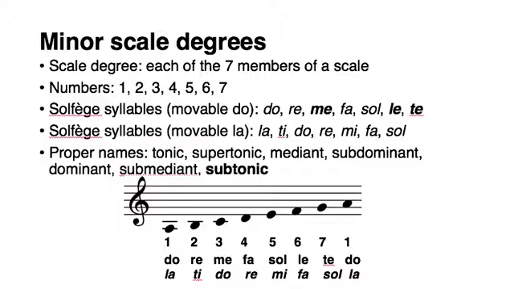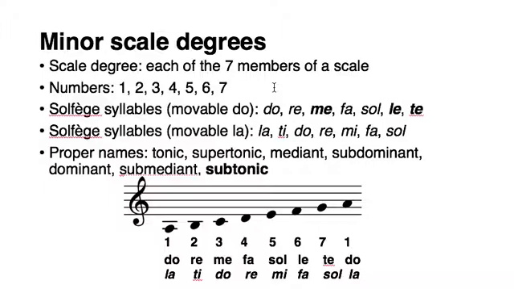And like major scales, minor scales have particular names for each of their 7 scale degrees. Notice that most of the names are the same, except for a few notable differences. These are very important for you to take note of. I've put them in bold so it's easier to spot. The numbers are the same, 1, 2, 3, 4, 5, 6, and 7. The solfege syllables are the same except for scale degrees 3, 6, and 7.